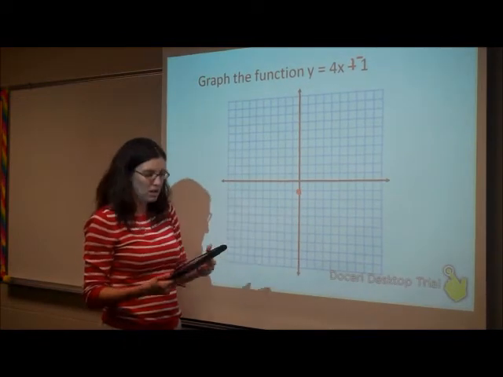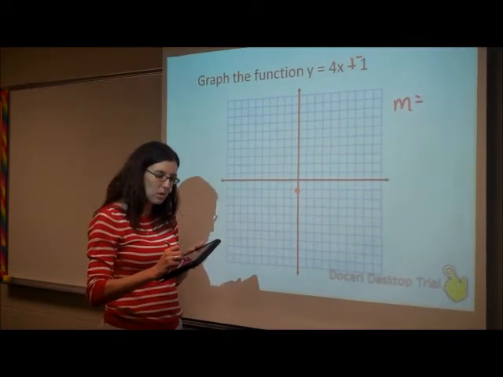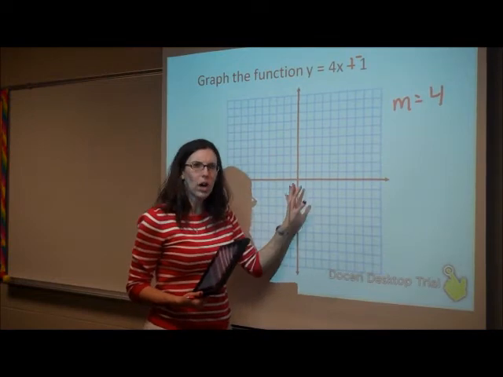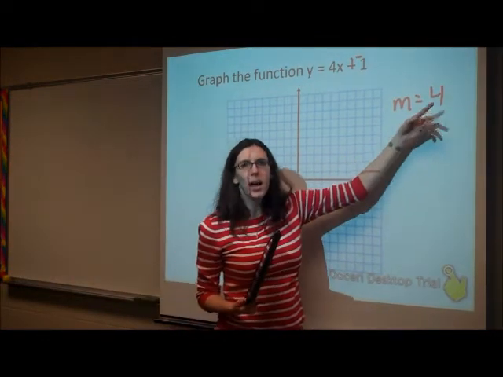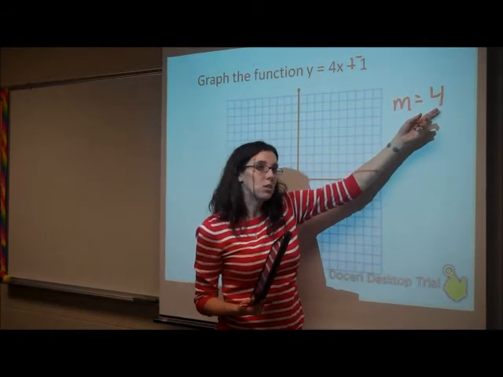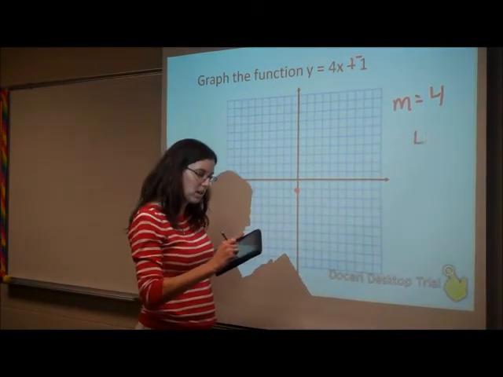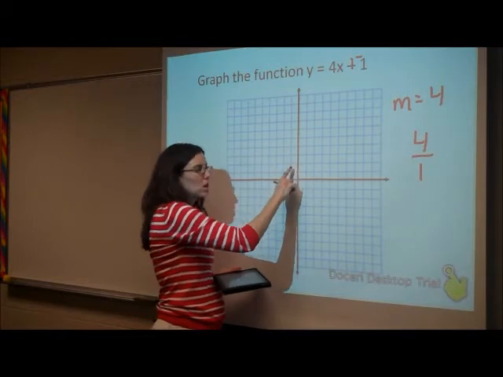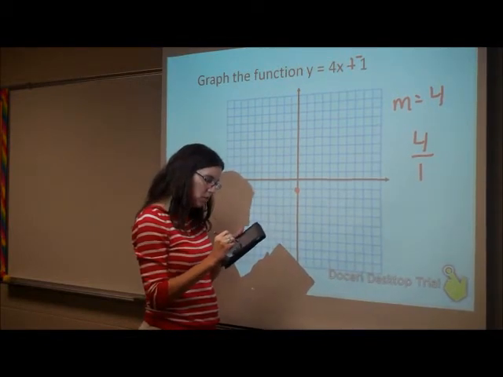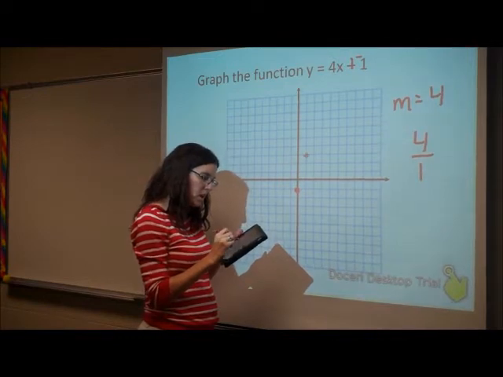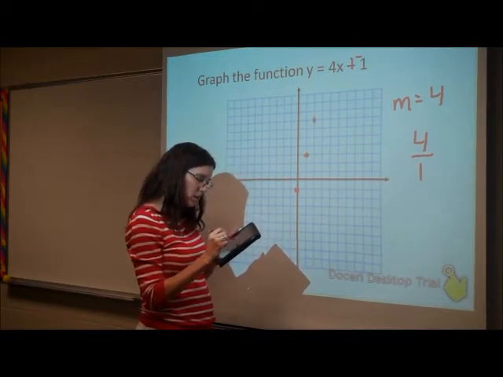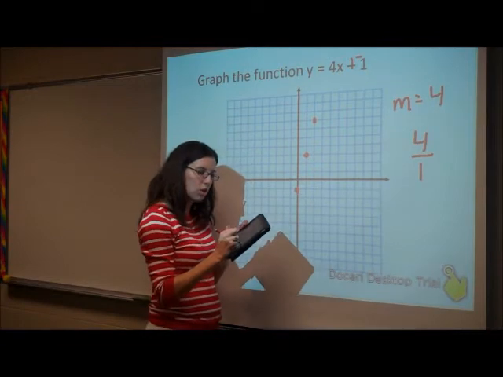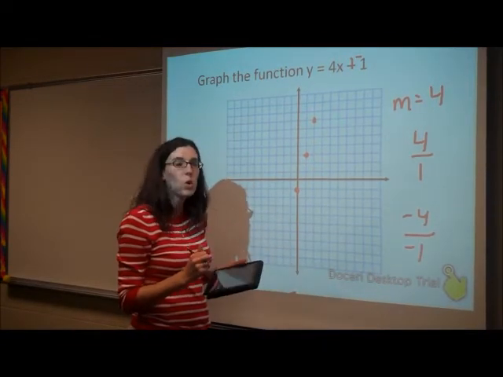So here's my y-intercept. My slope is 4. That's what's in place of the m. Well, slope is rise over run. So if I just have one number, what am I going to do? Well, can you change that to a fraction? Yeah, it's 4 over 1. So that means from this point, I want to go up 4, positive 4, to the right 1. So 1, 2, 3, 4, to the right 1. I could also, again, going to our last example, go down 4 to the left 1.